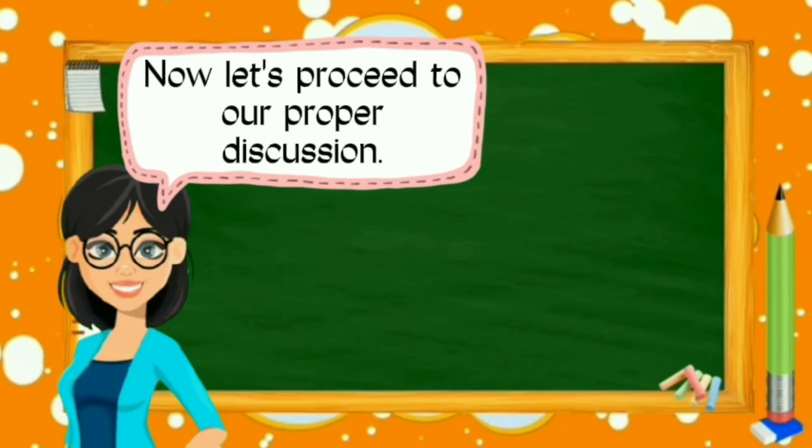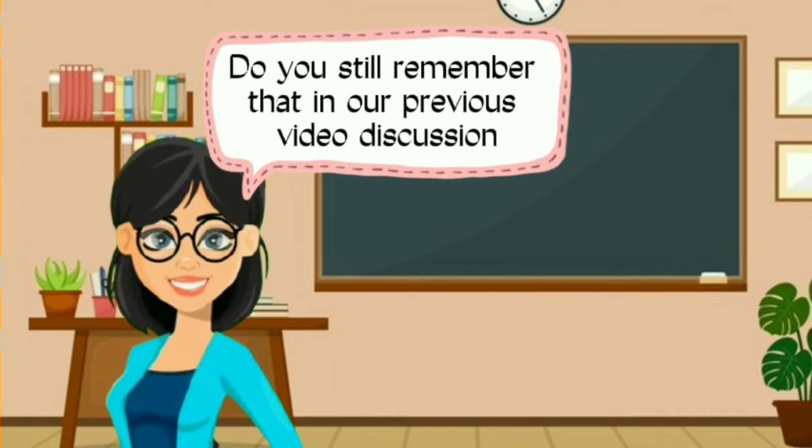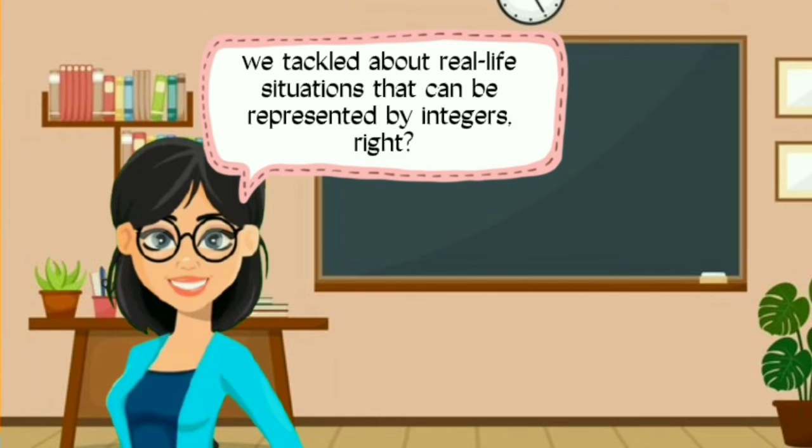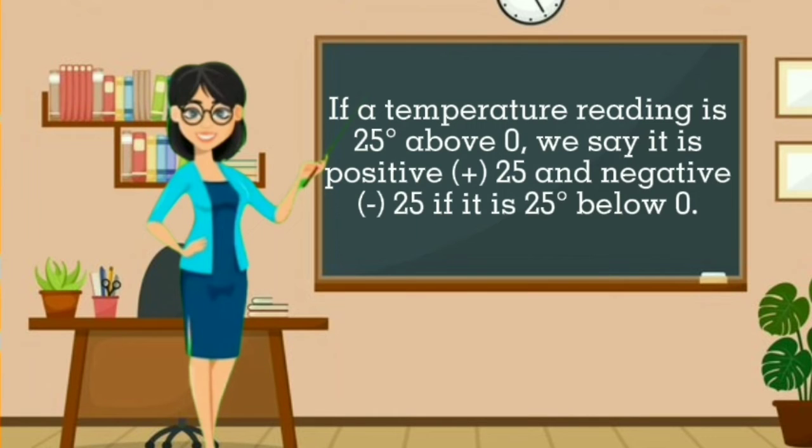Now let's proceed to our proper discussion. Do you still remember that in our previous video discussion, we tackled real-life situations that can be represented by integers, right? For example, if a temperature reading is 25 degrees above 0, we say it is positive 25, and negative 25 if it is 25 degrees below zero.